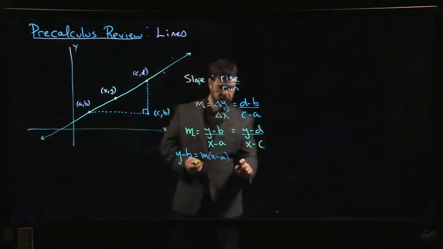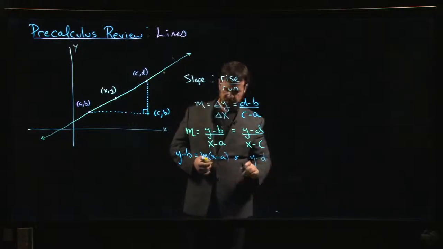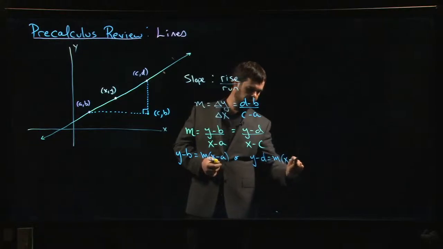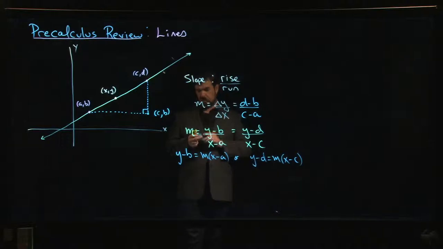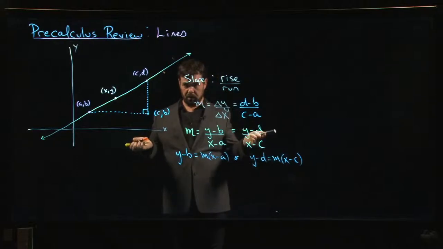Or if you like, y minus d equals m times x minus c, right? And you might be concerned that those appear to be different. I've got an a and a b here, I've got a c and a d there. So I've got two different equations for my line, right?